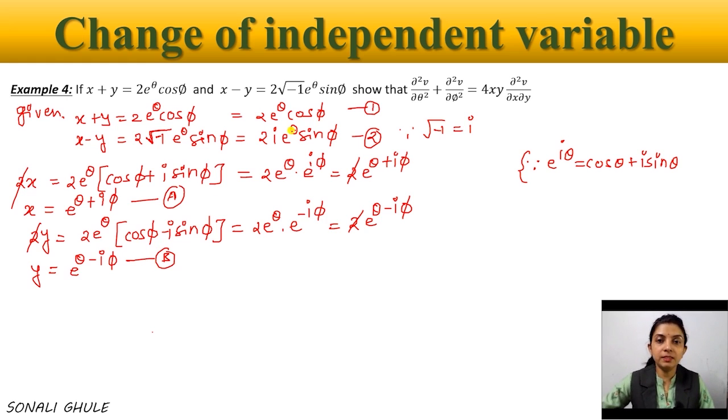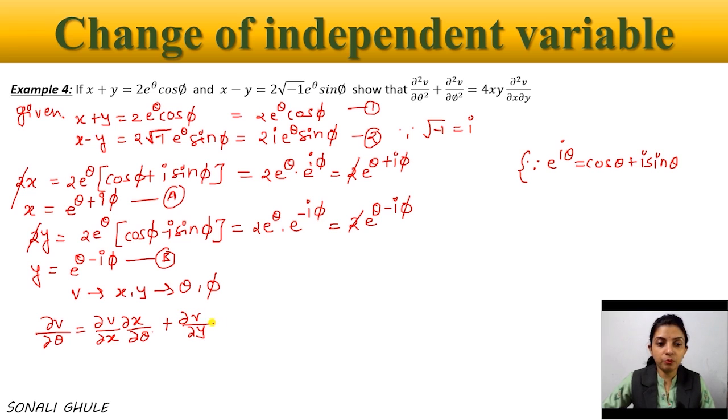Now I can find the derivative of v with respect to θ and φ. See, x and y from equations A and B depend on θ and φ. So I can write v depends on x and y. Now using the chain rule, ∂v/∂θ can be written as ∂v/∂x times ∂x/∂θ, plus ∂v/∂y times ∂y/∂θ.